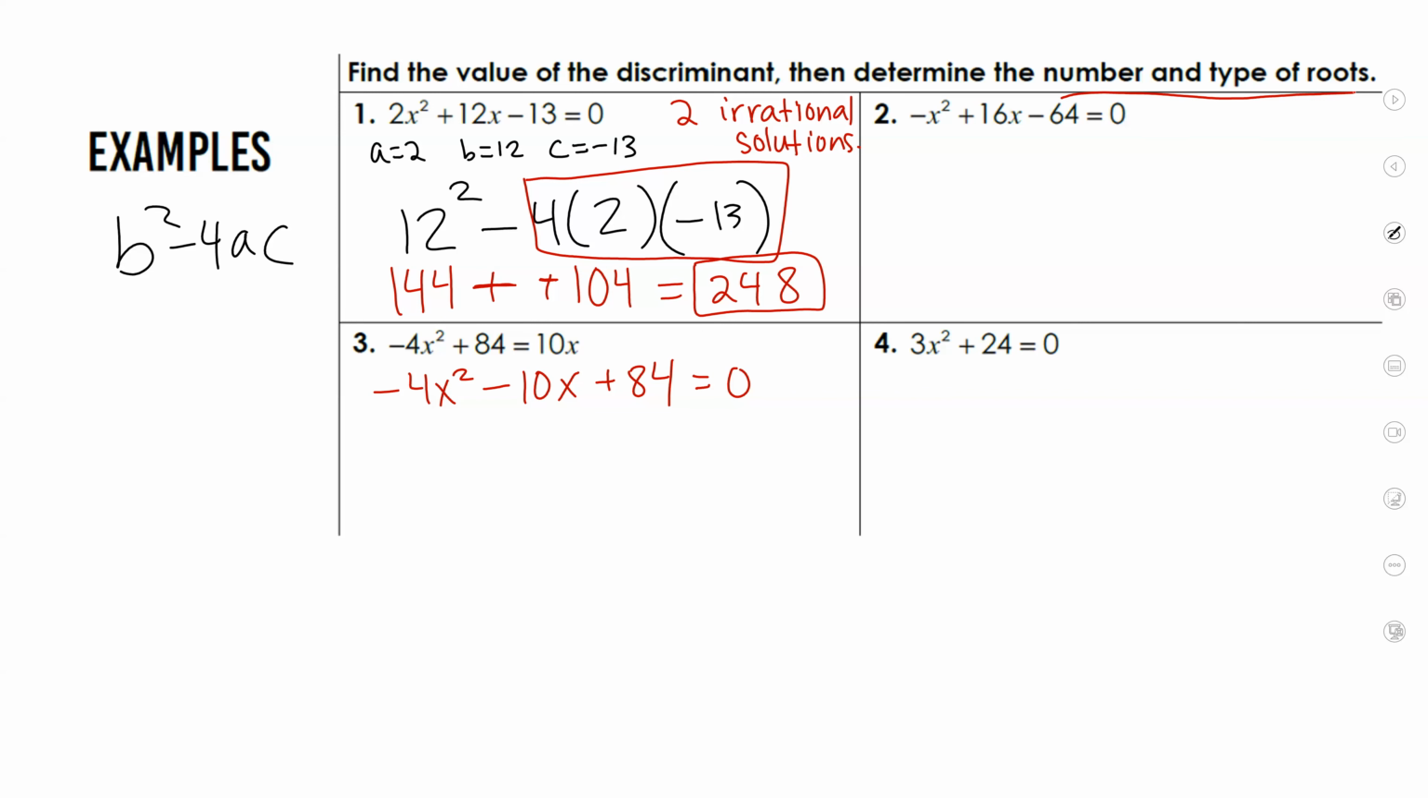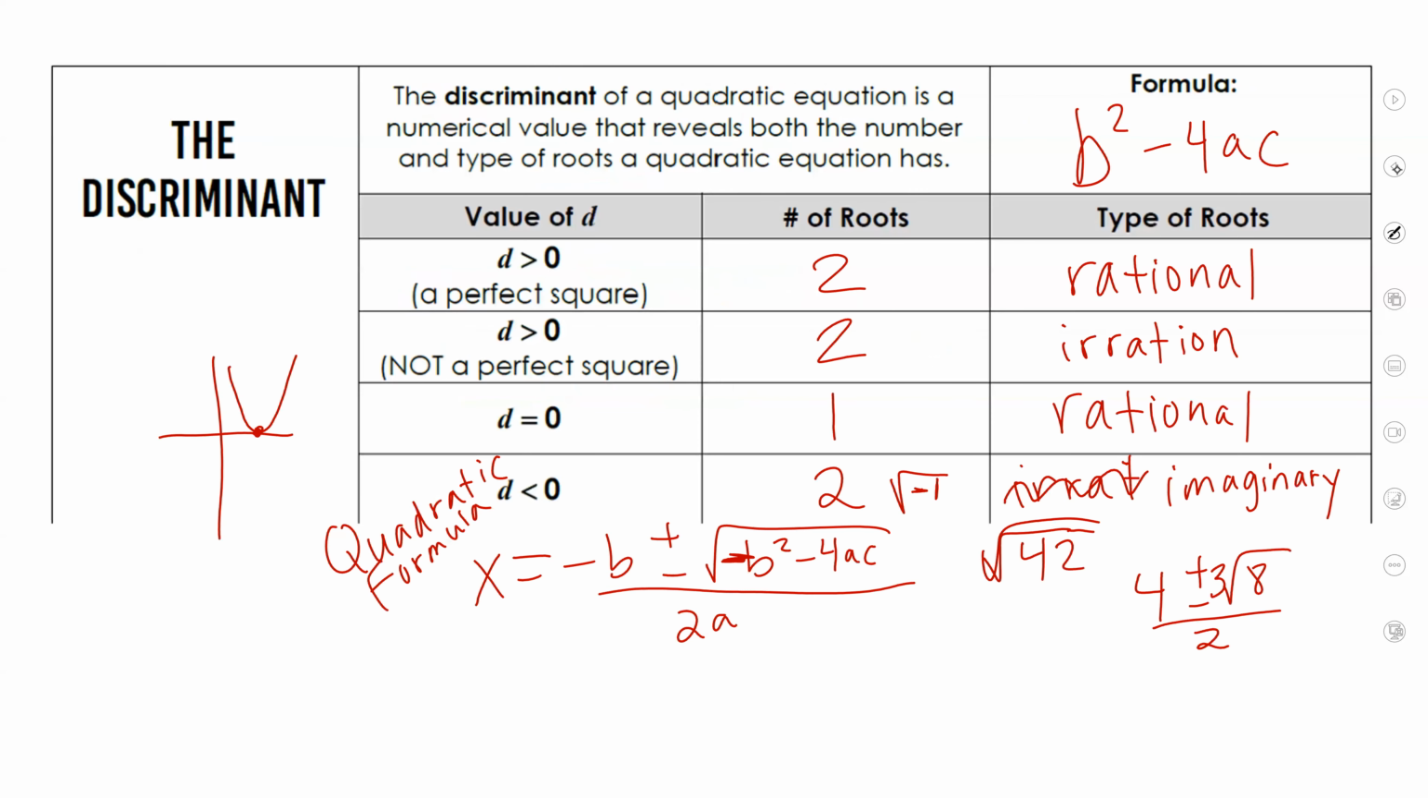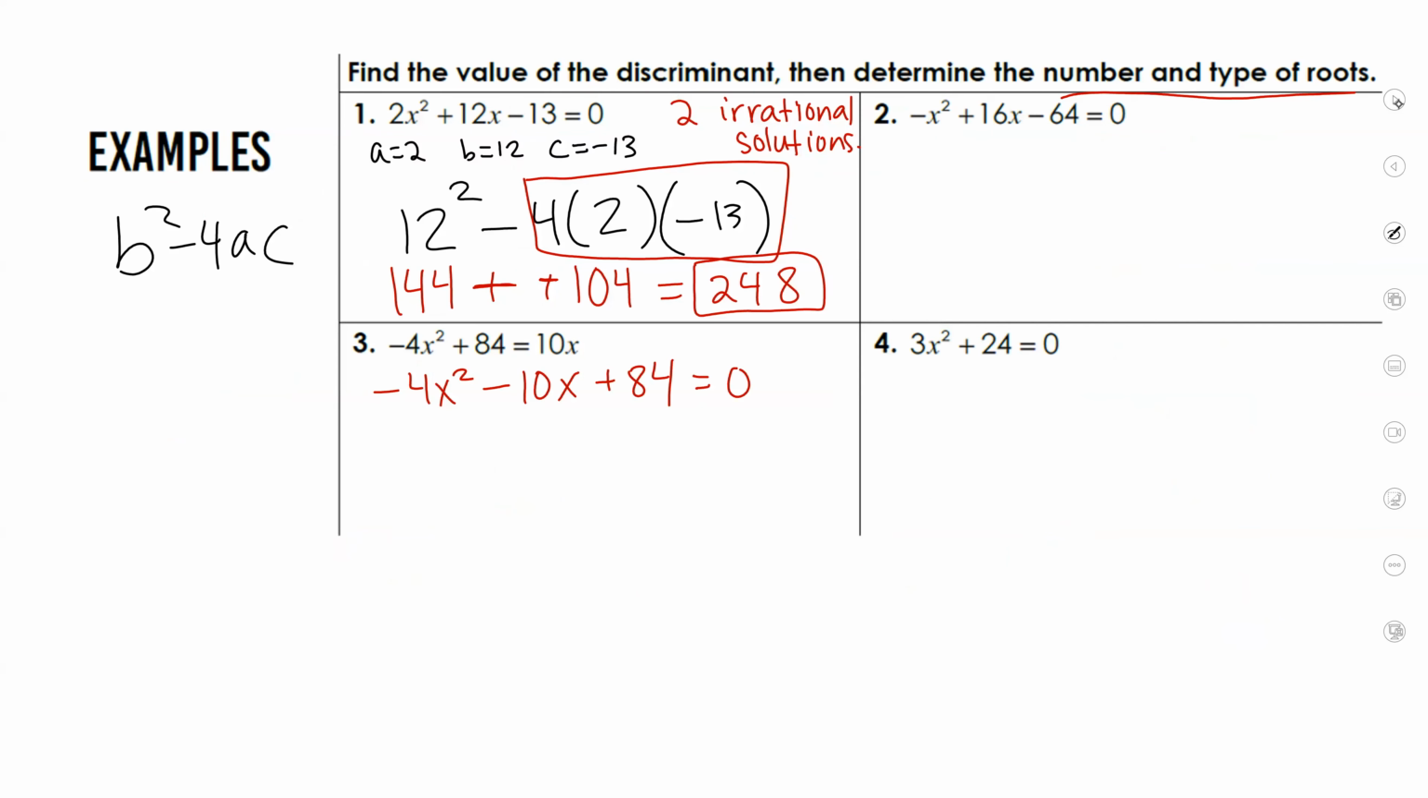Because going back to our chart here, if your discriminant is positive, you're going to have 2 roots. If it's a perfect square, it'll be rational. If it's not a perfect square, you'll get 2 irrational. So that's how we know we get 2 irrational solutions.